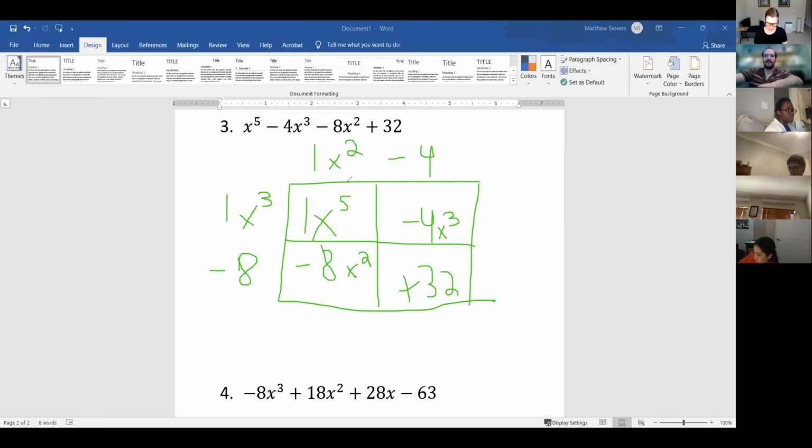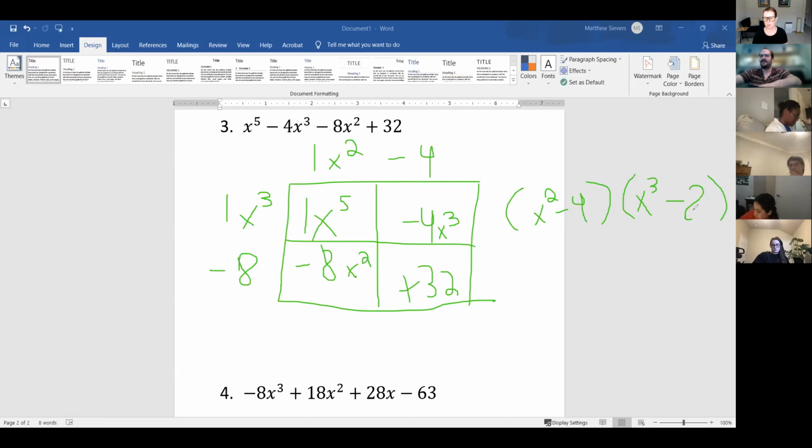If we want to check, x cubed and x squared gives me x to the 5th. This gives me a -4x cubed. This gives me a -8x squared. This gives me the +32. And if I want to write my factors, what are the factors I'm getting out of this? X squared -4. And x squared -4 again. One of these should be cubed, right? x cubed -8. Oh, yeah.